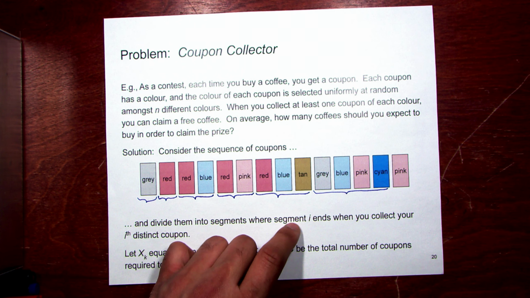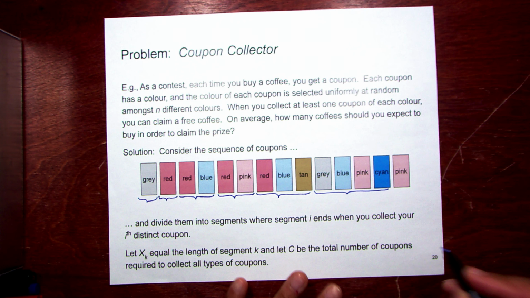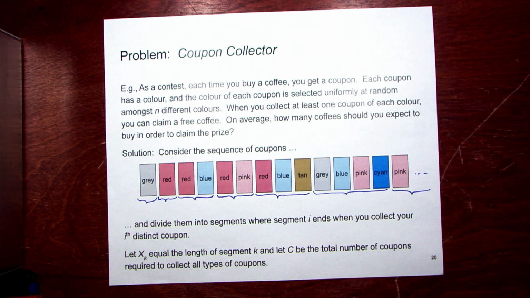The time in between is going to get longer and longer the more colors you collect, the more unique coupons you collect, but you will eventually trip over the ones that you need. So this segment continues over here. You already have pink. This is the idea of breaking this problem into segments.